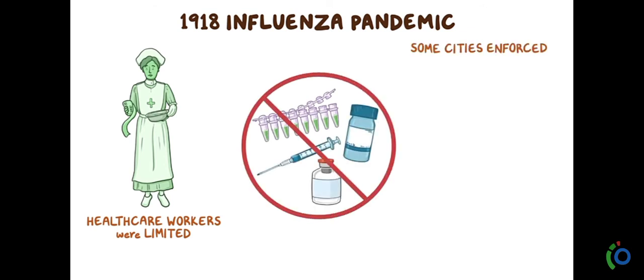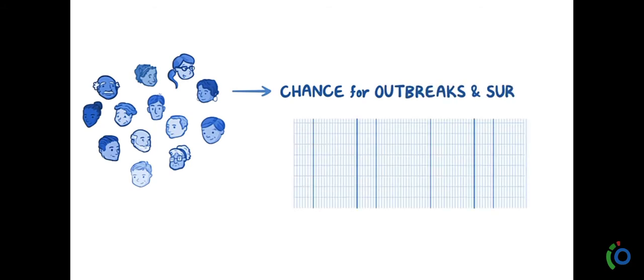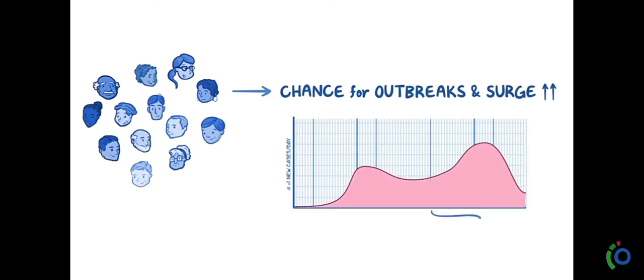And although some cities enforced measures such as shutting down schools and prohibiting public gatherings, it wasn't a widespread national effort. Bottom line, for COVID-19, we have more tools available, but the lessons are clear for what happens when we start to congregate in groups. The chance for outbreaks and an overall surge goes back up, and if the virus does spike again in the fall or winter during or near the peak of the seasonal flu season, the consequences could be even more devastating.